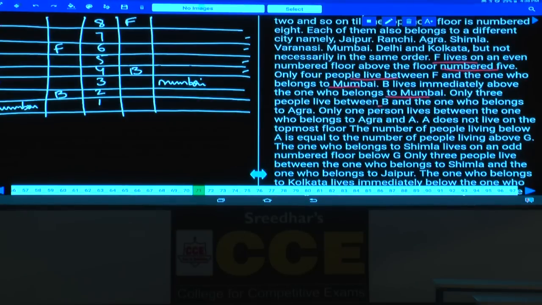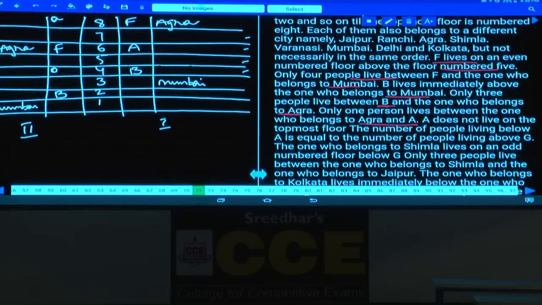Only 3 people live between B and the one who belongs to Agra. B and Agra there must be exactly 3 persons, hence in case 1. Now the person belongs to Agra must be on floor number 8, and 3 persons between B and the one who belongs to Agra, and the person who belongs to Agra must be on floor number 6. Isn't it? Next one. 3 people between B and the one who belongs to Agra. Only 1 person lives between the one who belongs to Agra and A. Agra and A there must be exactly 1 person.